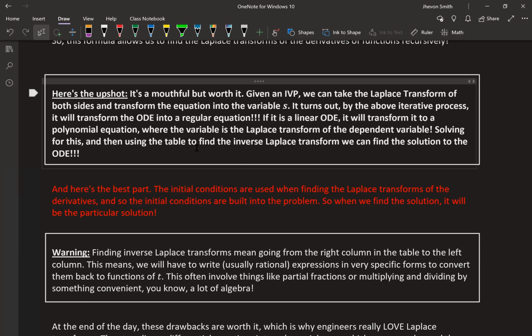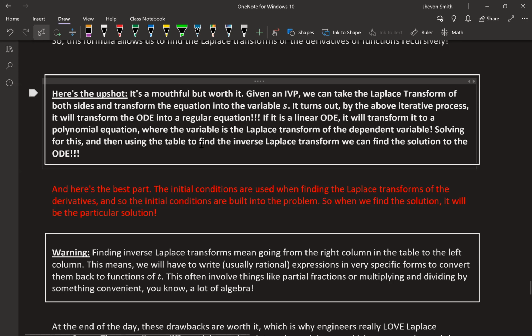Engineers that use ODEs in their work, a line of work all the time, a lot of the times, either they're using Laplace transforms or they're programming a Laplace transform, or the calculator they're using is using a Laplace transform, etc. Laplace transforms are very nice because it turns ODEs into polynomial equations whenever the ODE is linear.